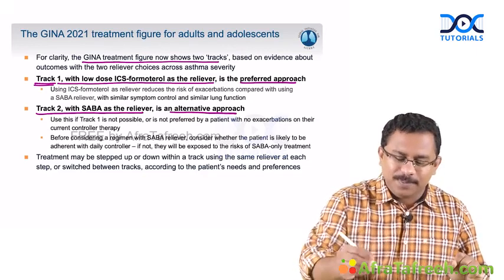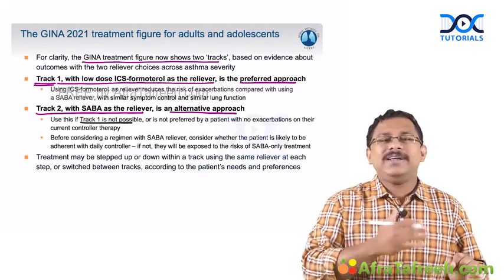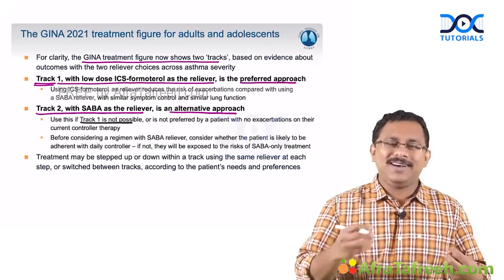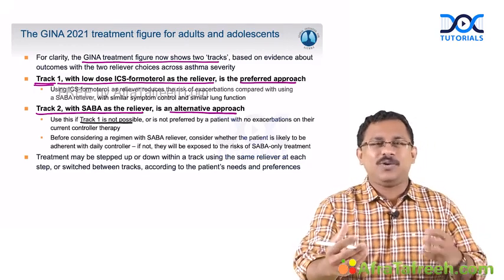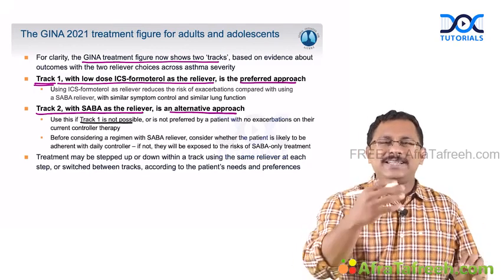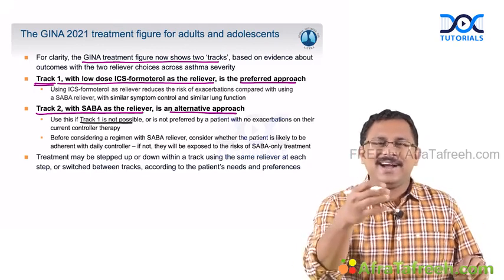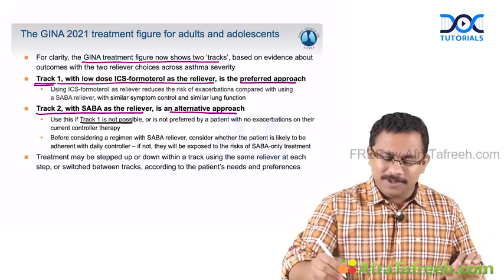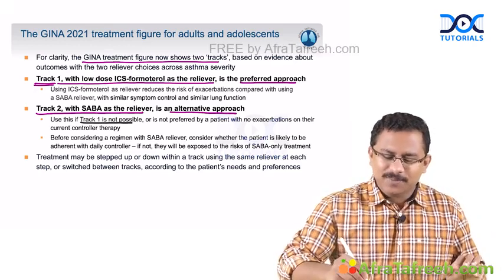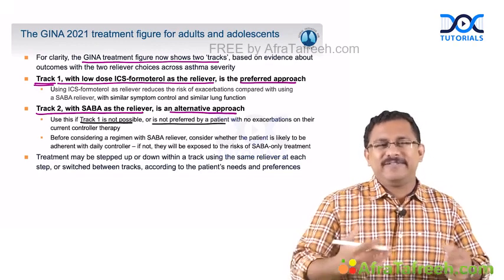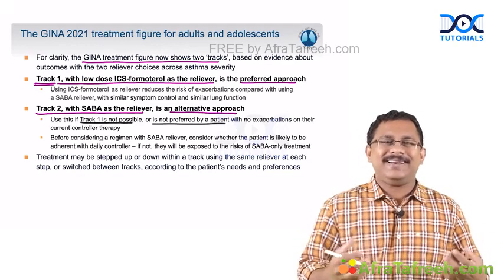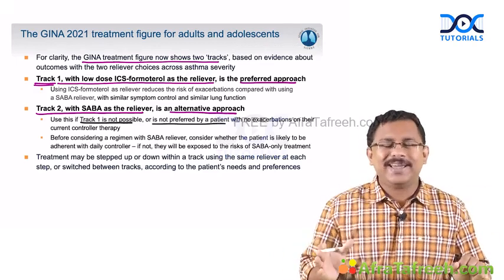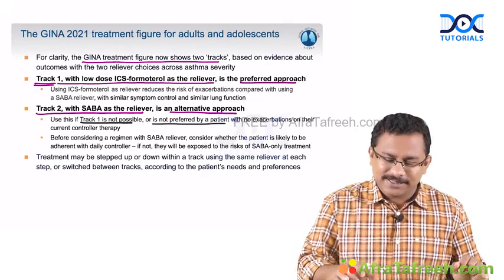One where, for some reason, track 1 is not possible. Okay, so it is not possible for track 1 to be followed, maybe because of some medication availability, you're not having ICS formoterol available, whatever reason. Okay, and the patient personally does not prefer it, he feels there is not much relief with that. So you have got to take into account the personal patient preferences as well.